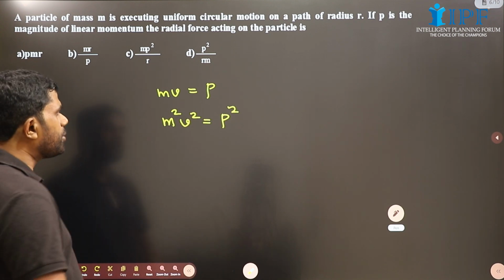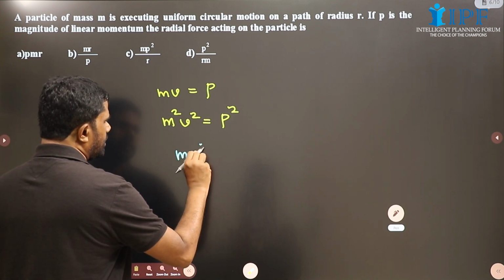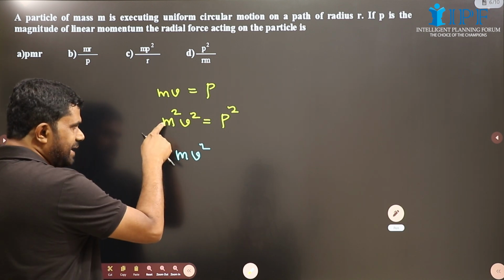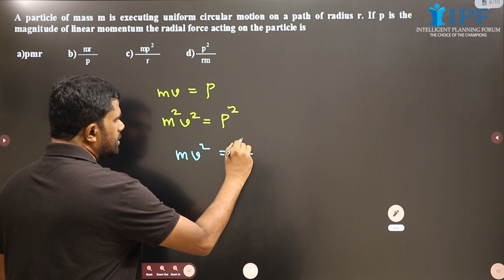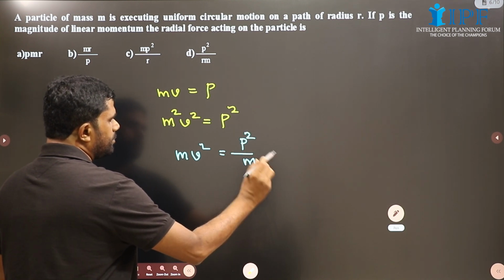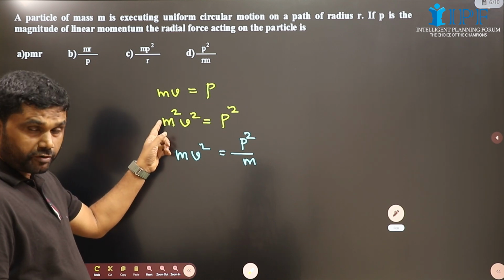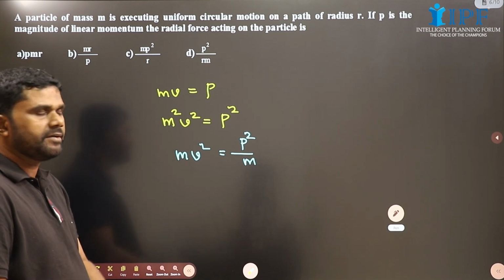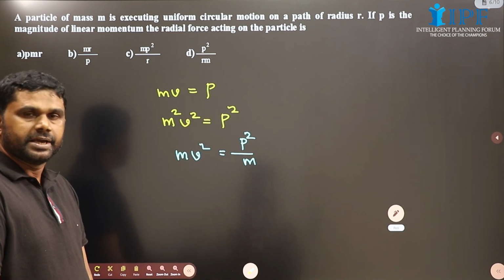Now you can divide both sides. Here it is m square v square. Take one m from this m square to the right side. So you will get p square divided by m. When you take one m out of this m square to the right side, what remains on the left side will be mv square. And on the right side, you will get p square by m.